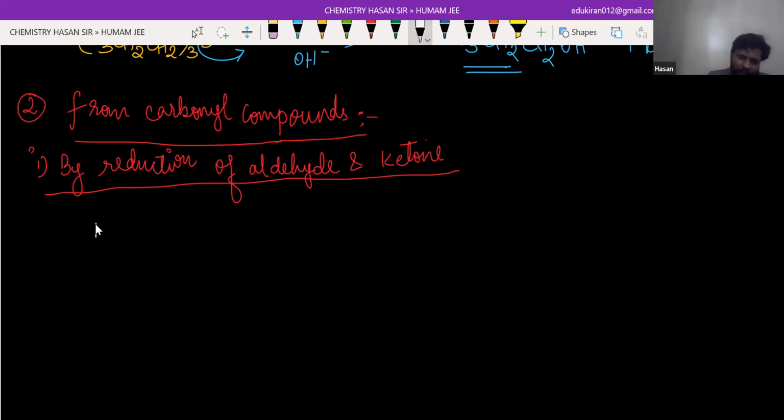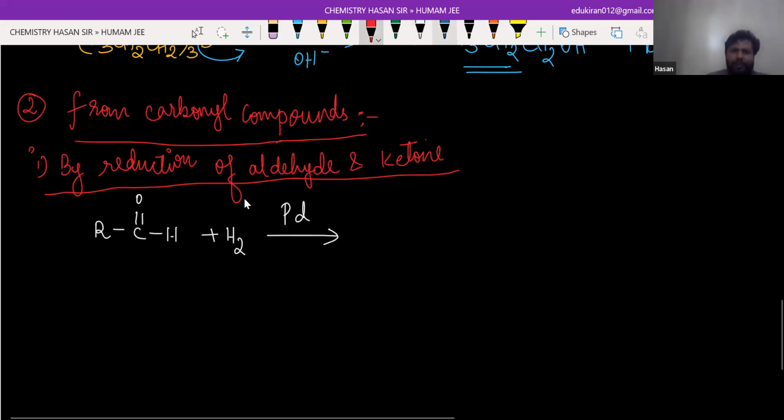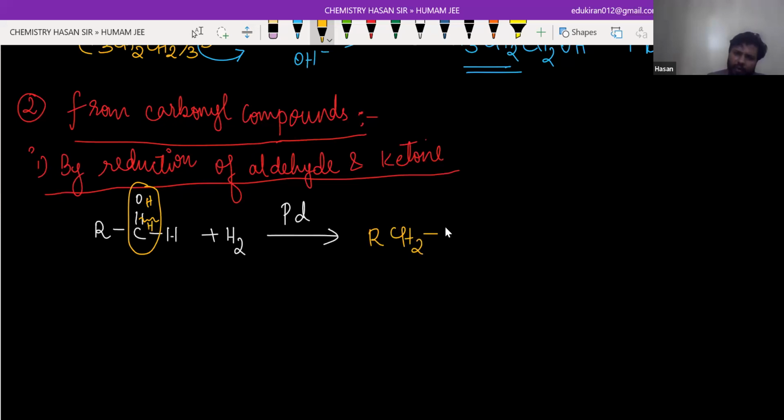Very simple it is. Now see, this is your aldehyde. When you are going to reduce it with palladium, that means addition of hydrogen will be taking place with the catalyst palladium. So how it will reduce? Very simple. The bond will be broken between oxygen and carbon. This carbonyl group, one of the bonds will be broken. Hydrogen will be added there. Hydrogen will be added here. So what you will get? RCH2OH, alcohol. That means aldehyde reduced into 1 degree primary alcohol. Can I write primary alcohol?